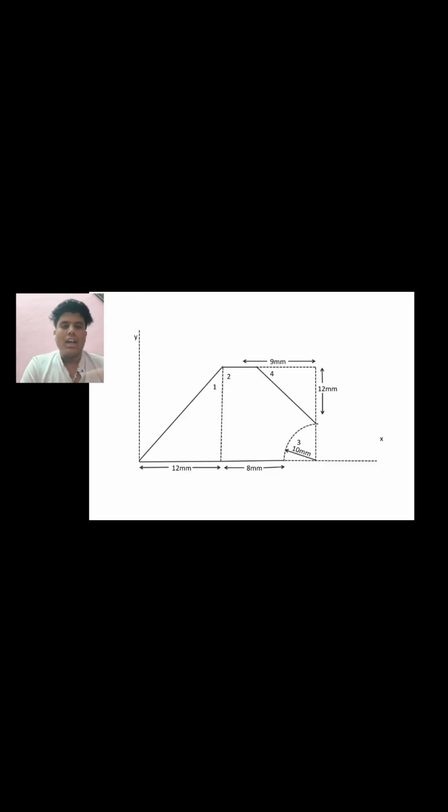In this figure we have a rectangle, the whole rectangle, and there are many partitions in this, like a right angle triangle, a square, a triangle and a quadrant. These are the components, 1, 2, 3, 4. These distances you can observe: 9 meter, 12 meter, 12 meter, 8 meter, and the radius of the quadrant is 10 millimeter.